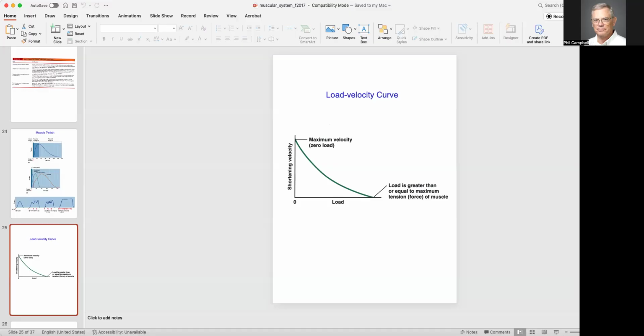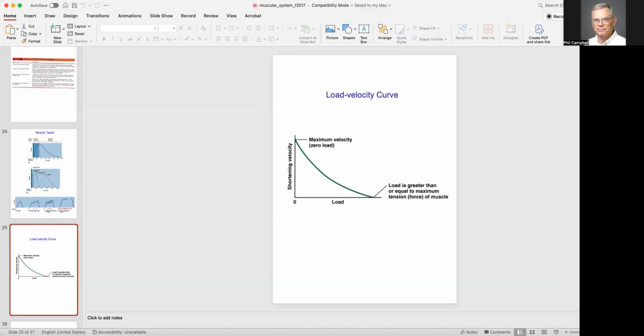Obviously, the less load resistance, the faster the rate of contraction I can have. Let me give you an example. No load in my hand, and I go up. Okay, I can go pretty fast, right?